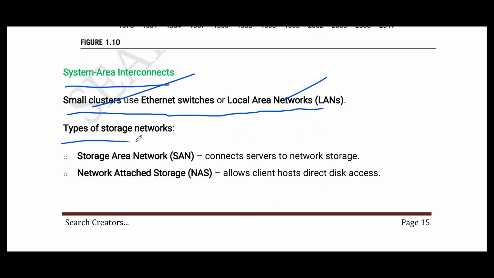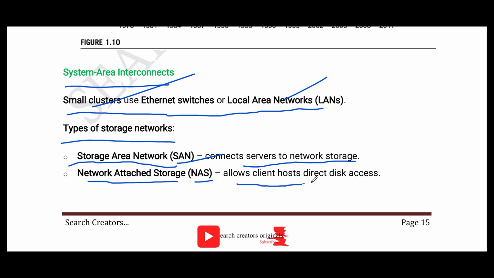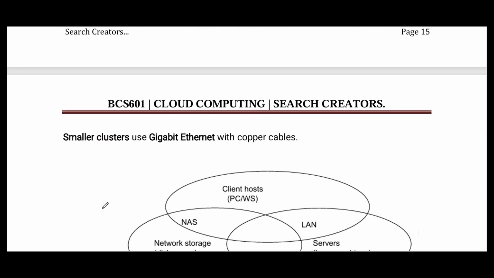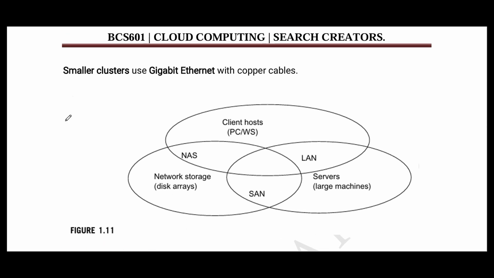Types of storage networks. Storage area network, which is SAN, connects servers to network storage. Network attached storage, which is NAS, allows client hosts direct disk access. Next we'll look at one figure.